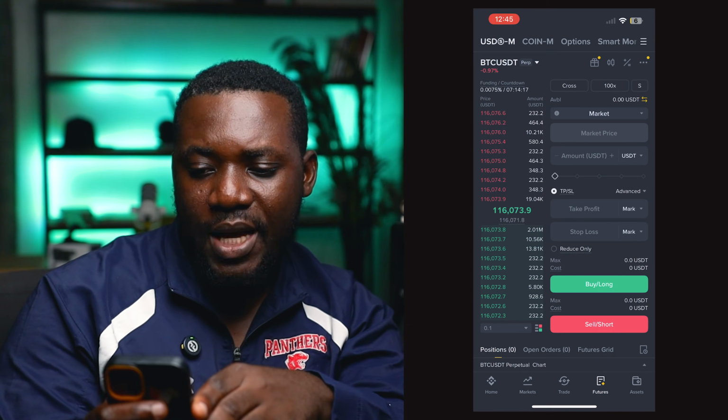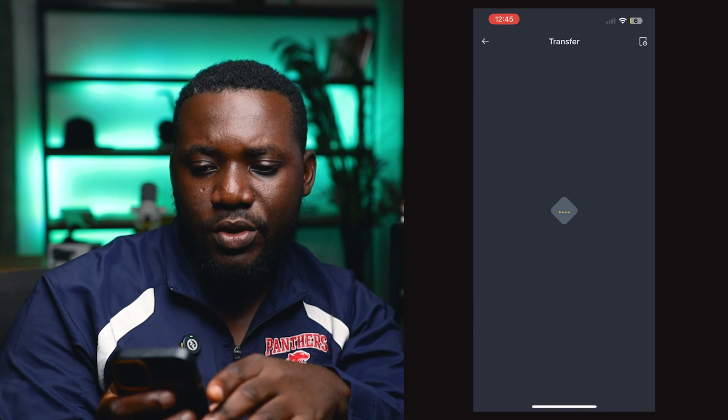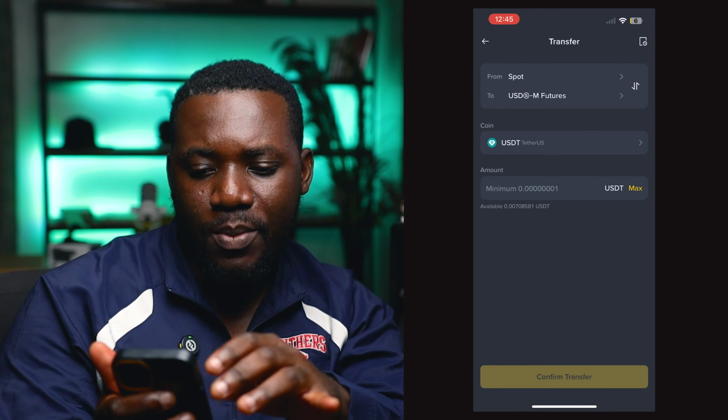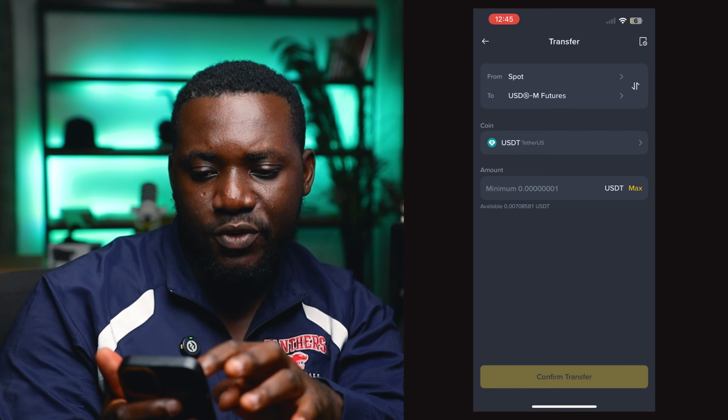So although we deposited $100 in our Binance account, it's still not available on our futures wallet. That is because we have to manually transfer the funds from our account into the futures wallet. Okay. So what we are going to do is tap here and then transfer some funds from our current wallet into our futures wallet.